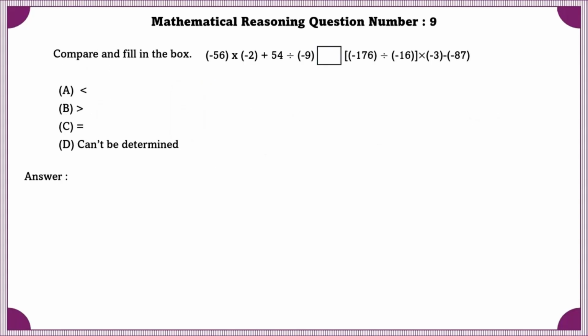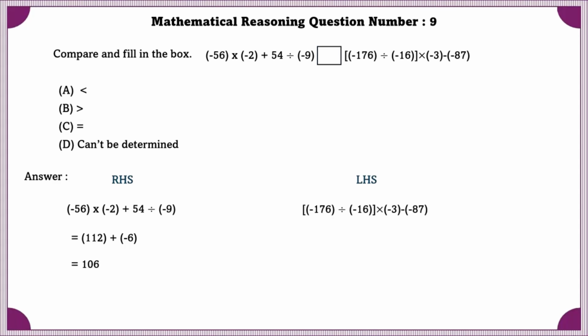Mathematical reasoning question number 9. Compare and fill the box. First, let us take the right hand side and we'll solve each of the sides first. Then after solving, we'll get 112 plus minus 6, which is equal to 106. Next, the left hand side. Simplifying, we'll get 11 into minus 3 minus of 87. Simplifying, we'll get the answer as 54. Now 106 is greater than 54. So the correct option is the B option.